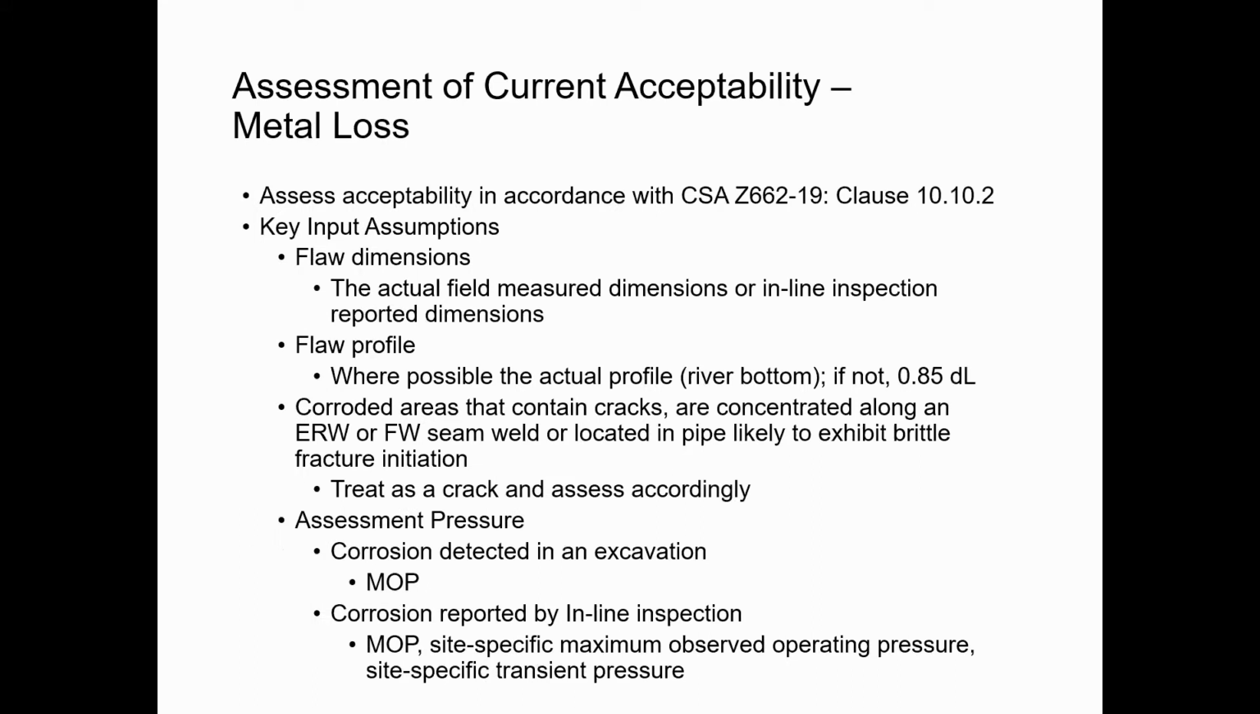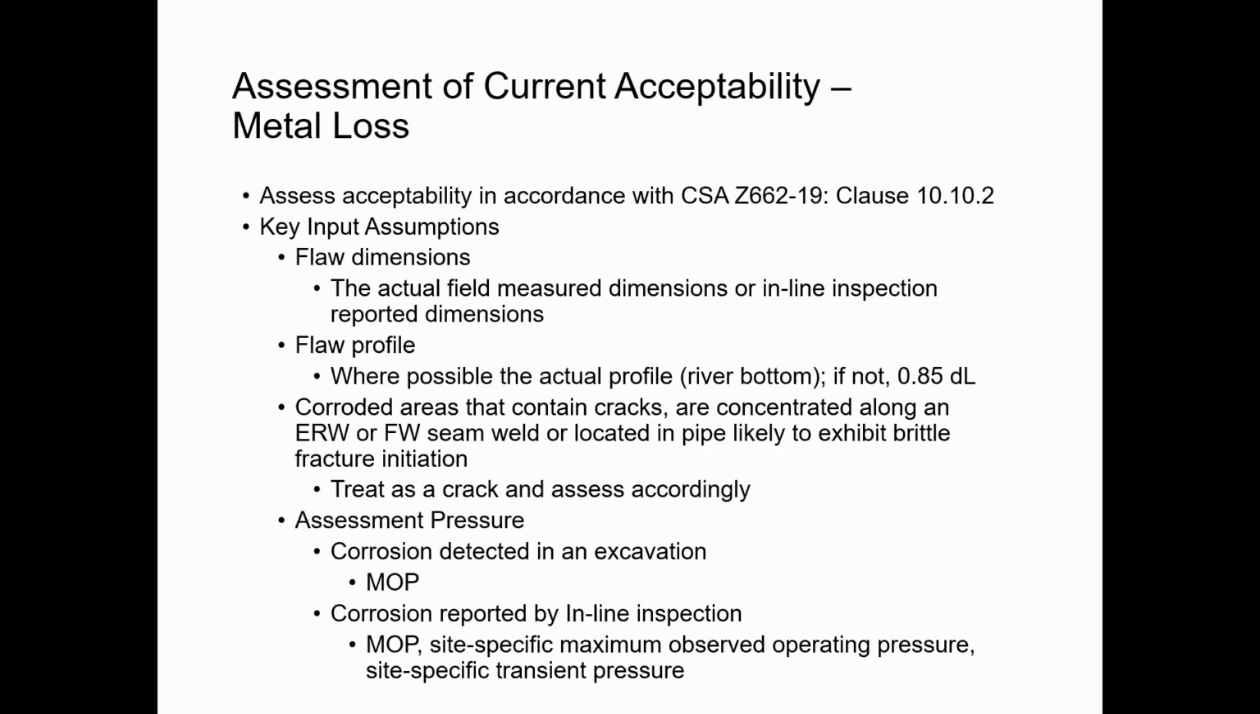With regards to the assessment of current acceptability of metal loss, what we call a compliance criteria, it's based on when you get the inline inspection data, or you find a defect in the field. CSA clause 10.10.2 provides guidance on, from both a failure pressure perspective and depth perspective, what the acceptance criteria is. It's easy enough to follow.